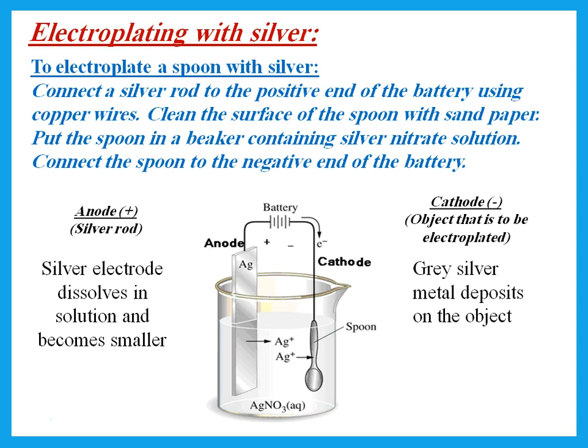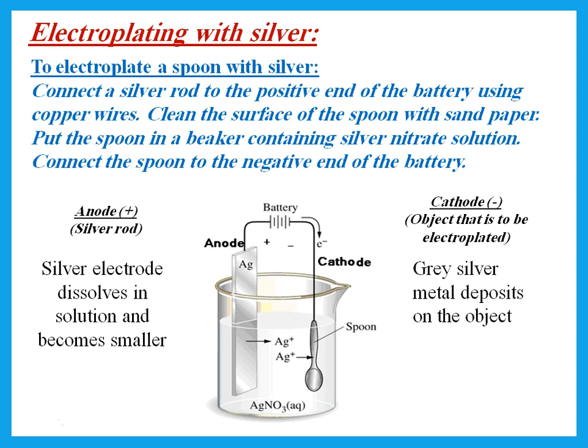If the question says explain how to do electroplating, connect a silver rod to the positive end of the battery. Of course, we're using copper wires for all of this. Clean the surface of the spoon with sandpaper. Usually the exam gives you sandpaper and you have to use it. What do we use it for? To clean the surface of the spoon. Put the spoon in a beaker containing a solution of the metal that you're trying to cover. So if I'm trying to cover the spoon with silver, then my solution is silver nitrate solution.